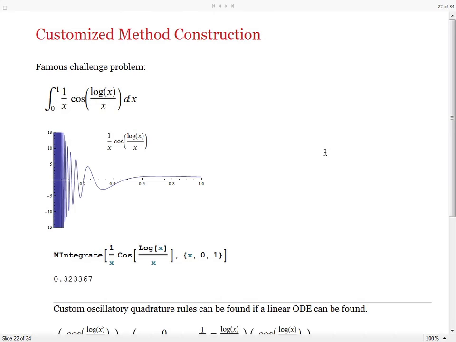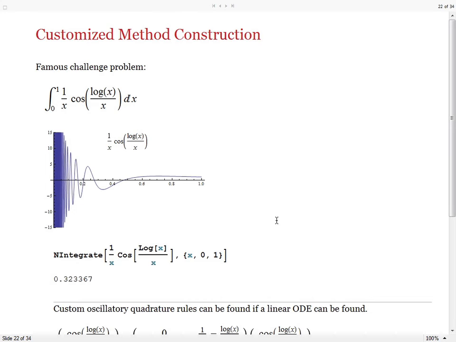Highly oscillatory integrals arise often in applications, and they are important enough that in one well-known collection of numerical challenge problems, the first problem was this numerical integral. This is a plot of the integrand. Note that it oscillates an infinite number of times in the interval from 0 to 1.